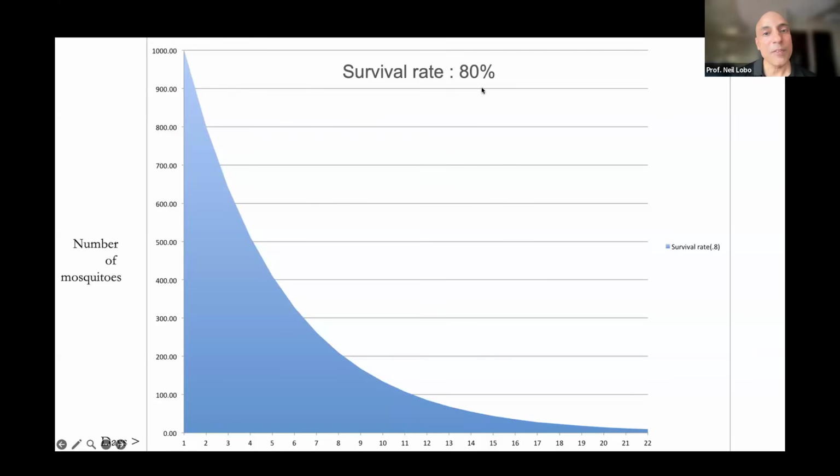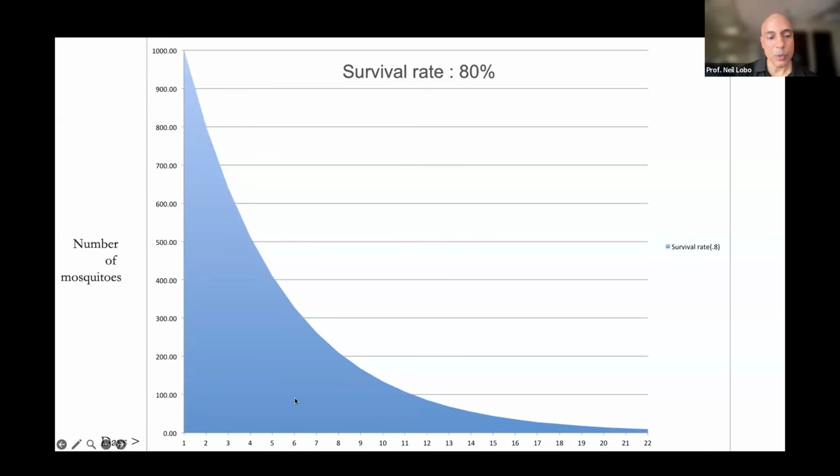So when we look at a survival rate of 80%, on the y-axis on the left, we have 1,000 mosquitoes. And on day one, we have 1,000 mosquitoes. So on day two, we'd have 80% of those, which is about 800. Day three, we'd have 80% of those. Day four, we'd have 80% of the mosquitoes on the previous day. And so you can see in the blue the number of mosquitoes that would remain over the course of 22 days from 1,000 mosquitoes on day one, correct?